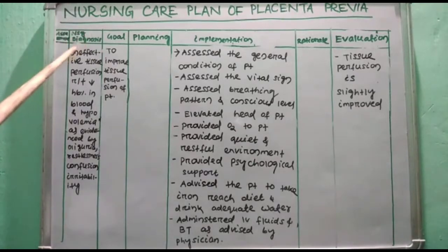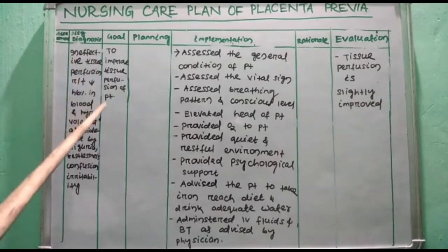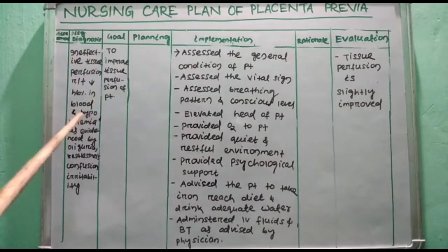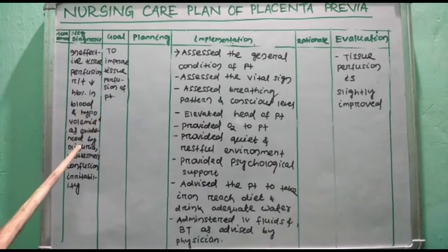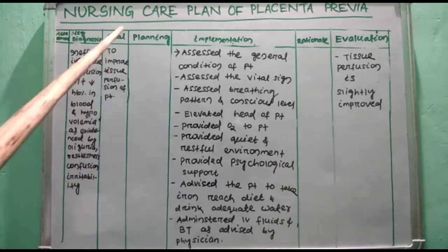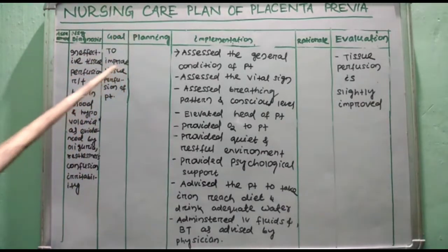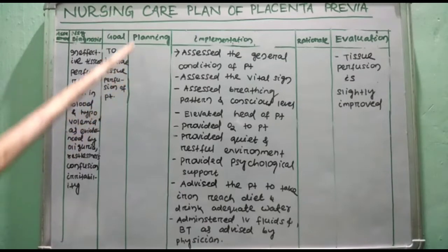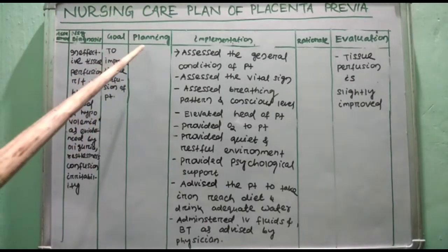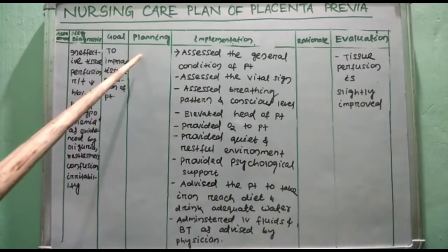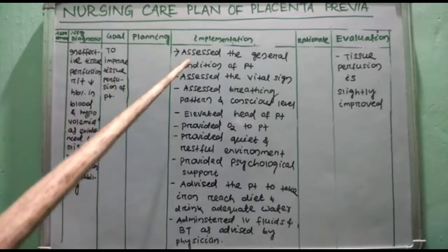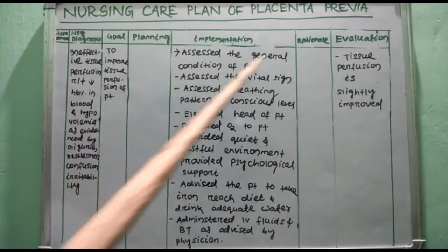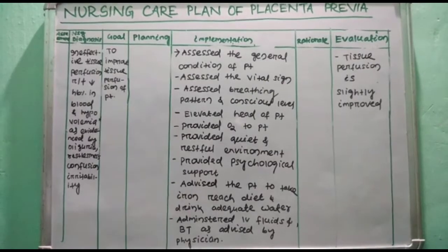So the nursing diagnosis is ineffective tissue perfusion related to decreased hemoglobin level in the blood and hypovolemia as evidenced by oliguria, restlessness, confusion and irritability. Here the goal is to improve the tissue perfusion of the patient. Planning: the general condition of the patient is to be assessed. Implementation: assess the general condition of the patient. Here the rationale is to assess the contributing factor.